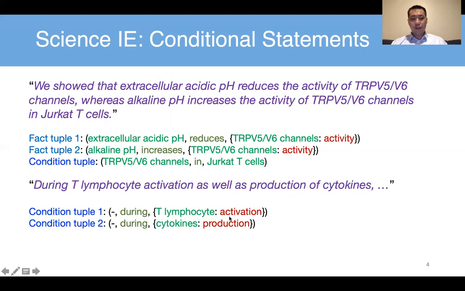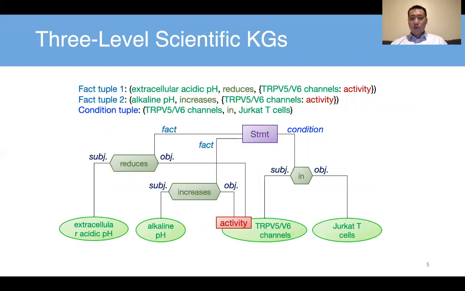Another kind of condition is, like see here, the activation of thymocytes or production of cytokines. So you can see here during these two kinds of periods, which are very essential for the main clause about the main observation. So we should extract such kind of multiple condition tuples from the sentence, right? So once we got the fact tuples, we know that it could be multiple fact tuples, multiple condition tuples.